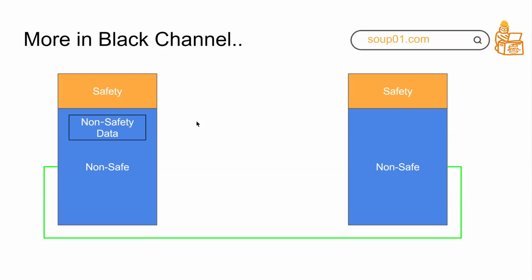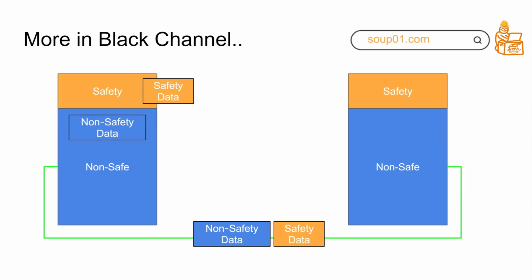Inside the non-safety part you have non-safety data, and in the safety part you have the safety data. The safety part passes the data to the non-safety part, which uses anything, for example Ethernet IP or ProfiNet, to pass the data to the receiver. The receiver then receives the data. The non-safety data they will use. The safety data they will pass to the safety part to verify whether it is okay or not. If it is okay, they will use it. If it's not, they will just not use it.